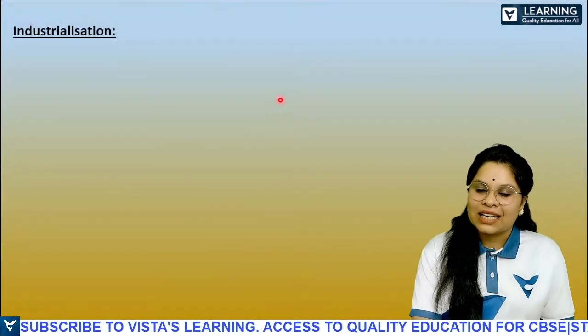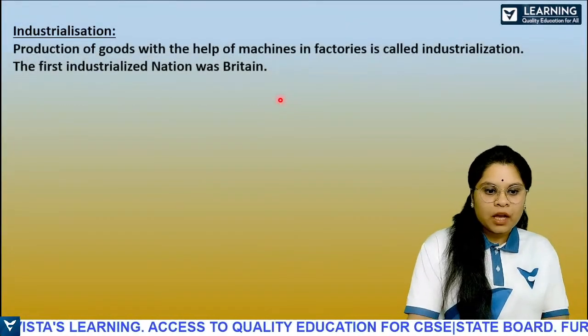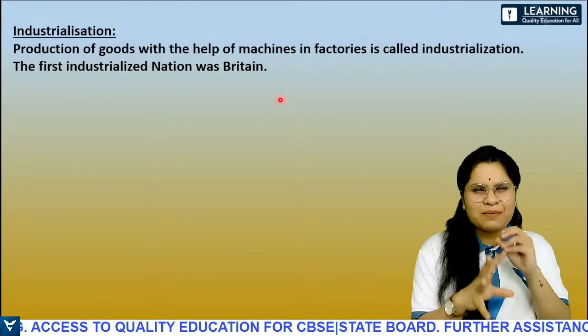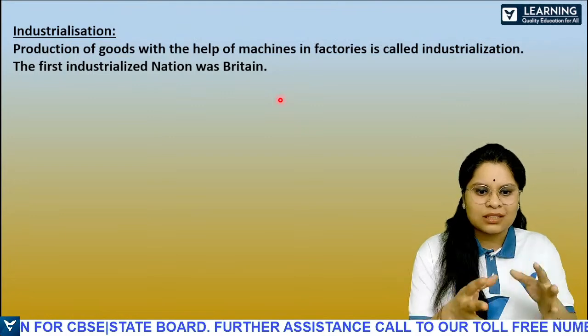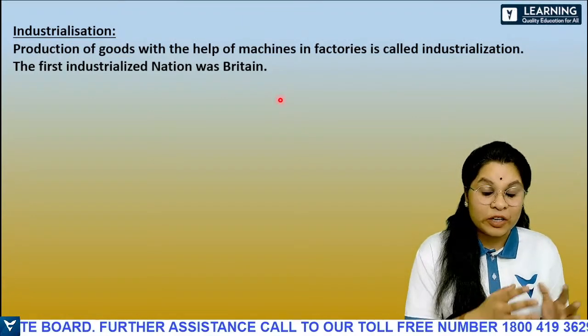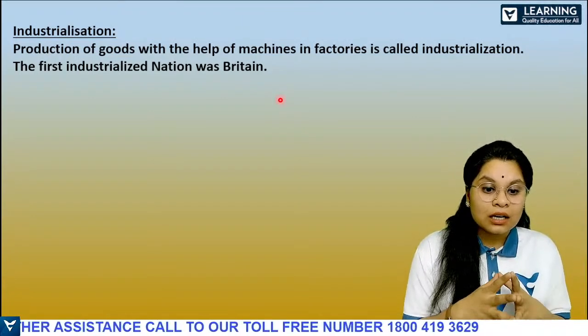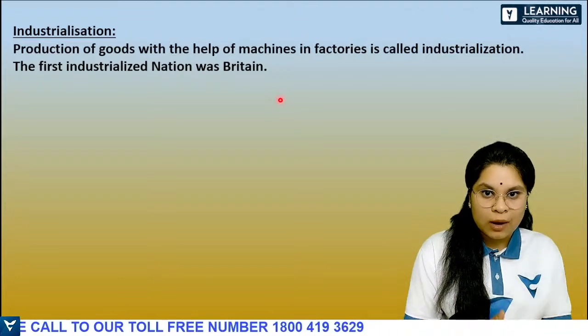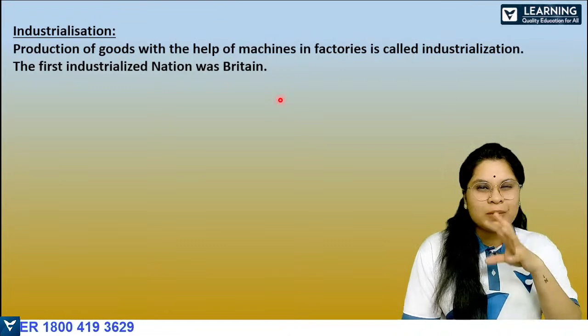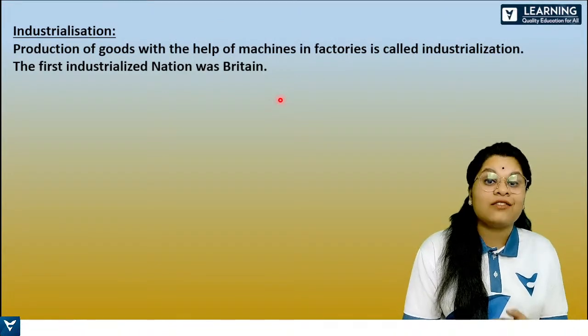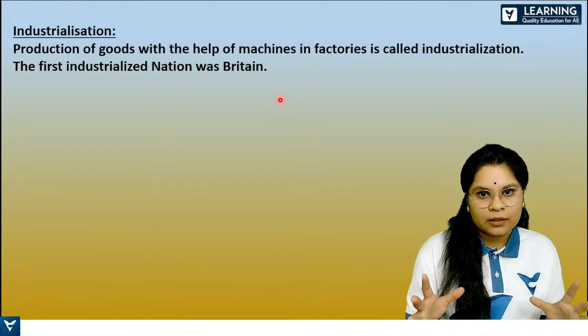First we'll study what is industrialization. I've just put the main points from each topic so that it becomes easy for you when you go through the slides, the PDF format which we upload. Which is why I've put just the main points, and wherever it is required, I've elaborated there.